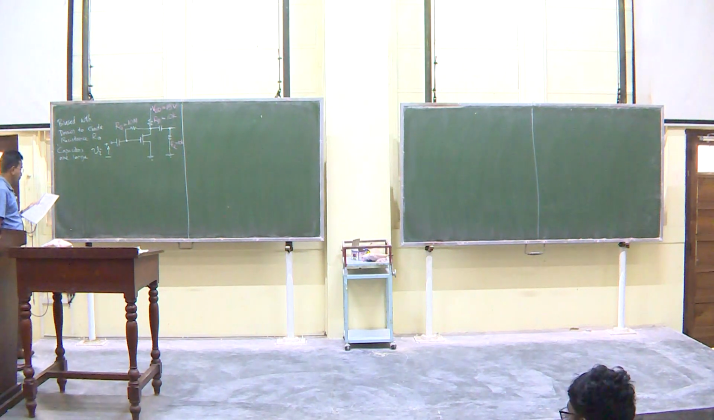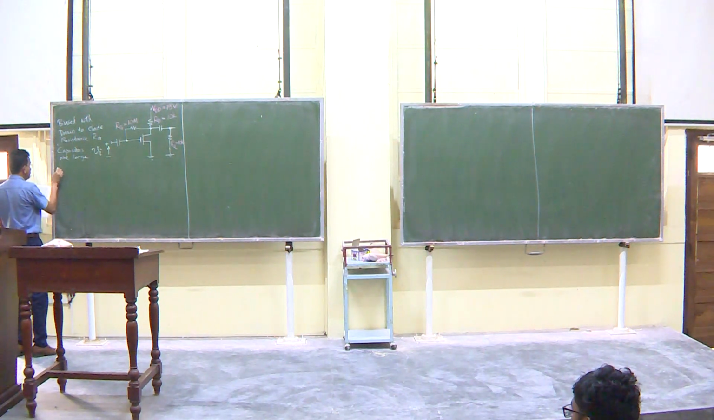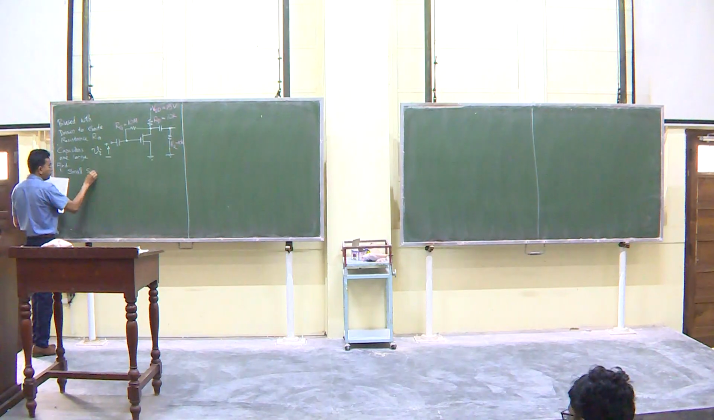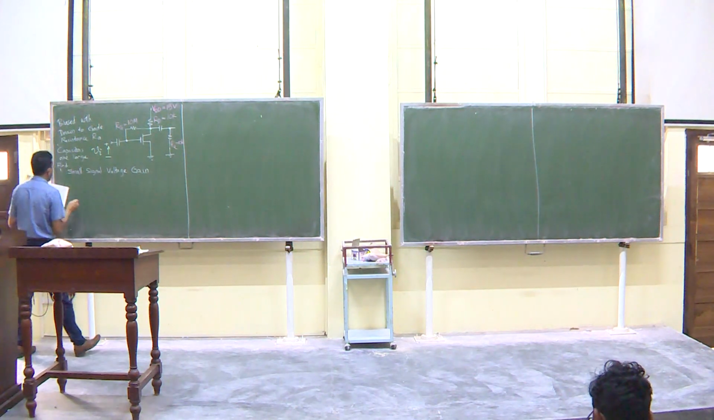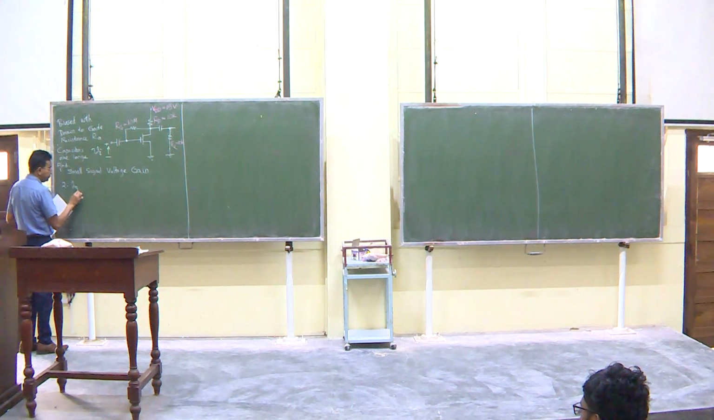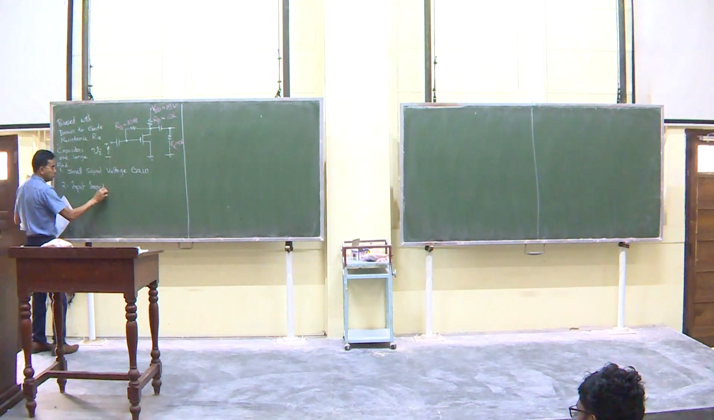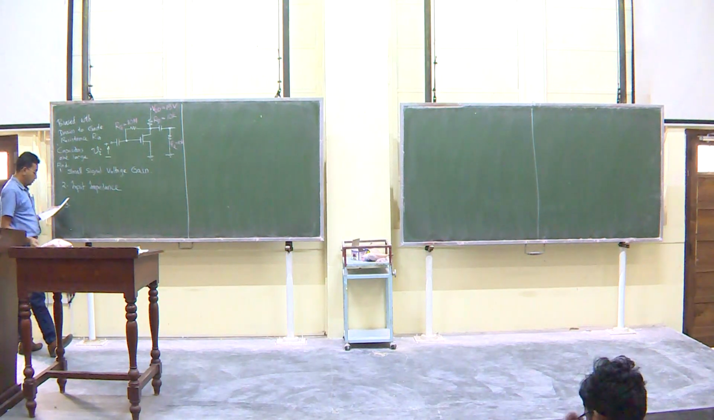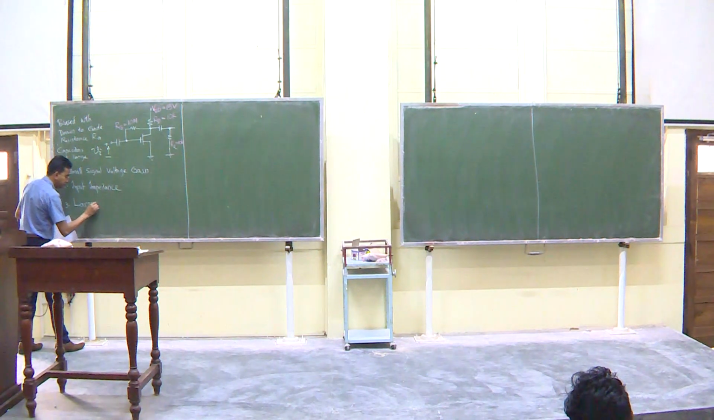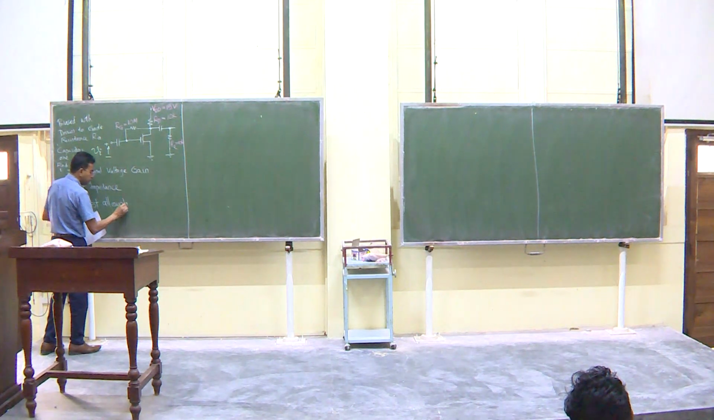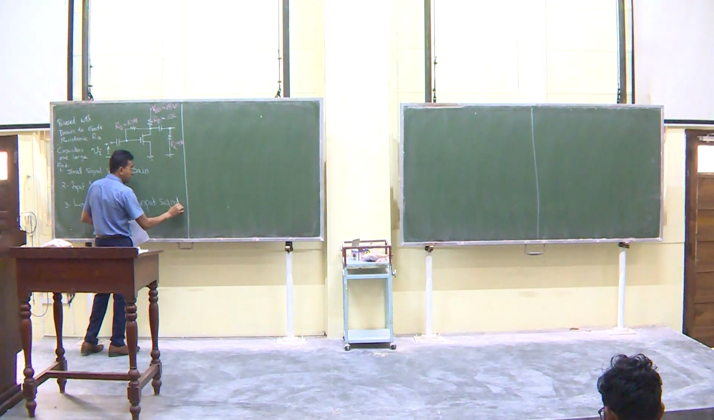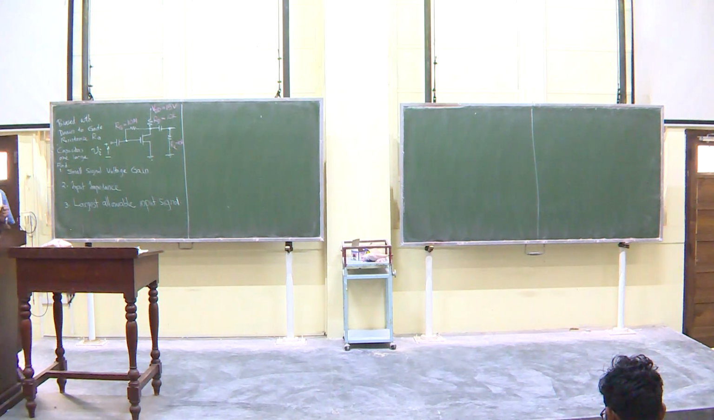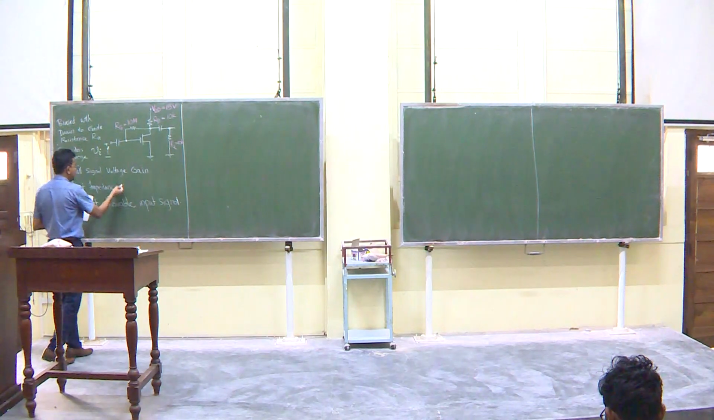So the capacitors are large. So what we need to do is find one, the small signal voltage gain, two, the input impedance, and three, the largest allowable input voltage, input signal, so that it operates within the saturation region, so that we can use it as an amplifier, right? So those are the 3 things that we need to do.